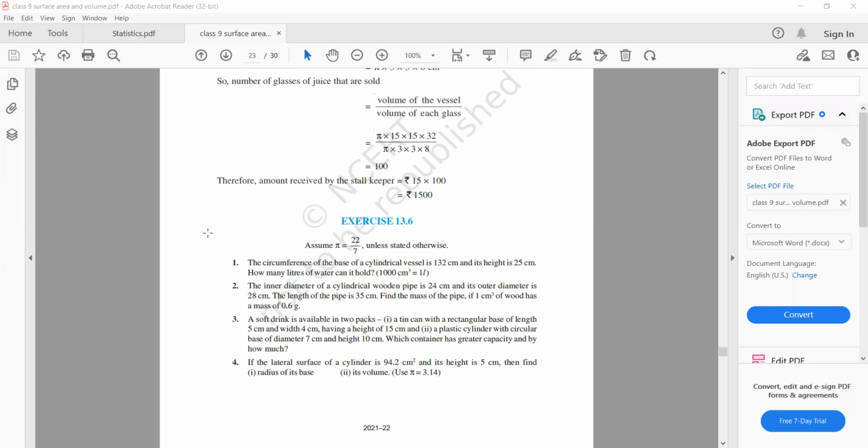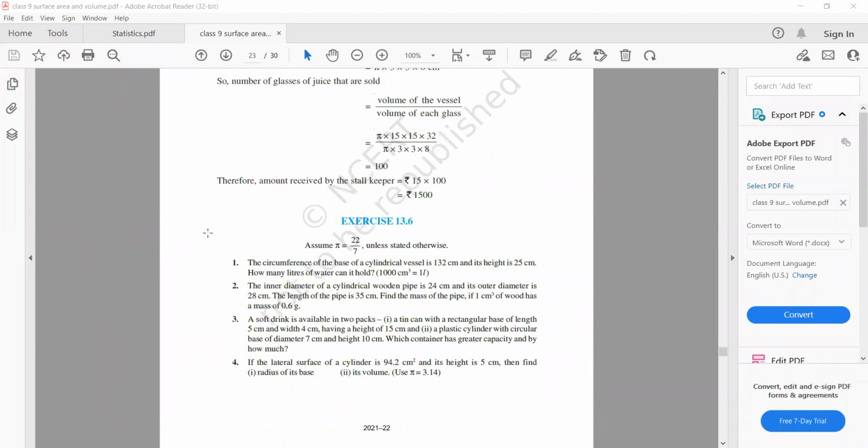Okay. Now, cylindrical vessel. So circumference of the base means 2 pi r, right? 2 pi r is given to you, which is 132 centimeter. Clear? From here, you can find your r. So your r will be 132 divided by 2 pi centimeter. Is that clear? Okay. So you can leave it like this. Don't put pi here. Leave it like this.